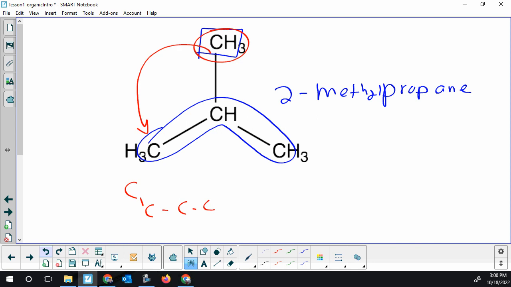Okay. So the correct answer to this is that the only possible methylpropane is with the methyl in the 2 position. So you did not need the number. You can never have an alkyl group at the end because it's not a branch if it's at the end. It's part of your chain. So methylpropane is the answer.